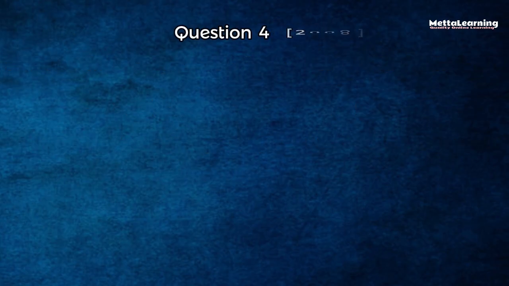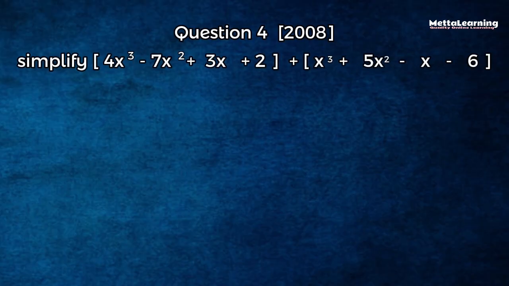And the next question we have here for you today is from the WAEC past question 2008. It says simplify (4x³ − 7x² + 3x + 2) + (x³ + 5x² − x − 6). When we look at this, we are just going to be adding the polynomials together.